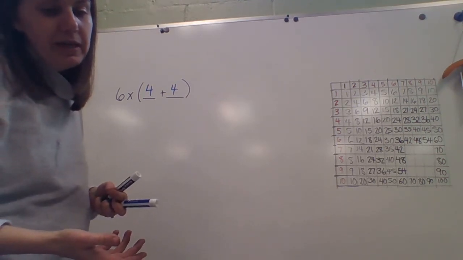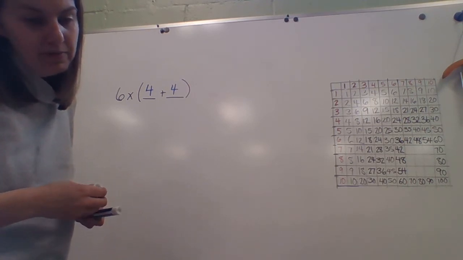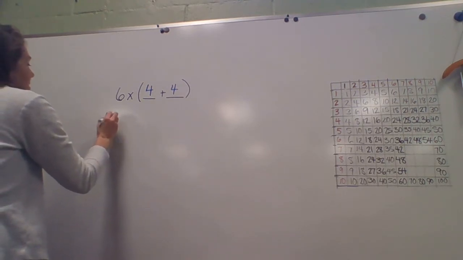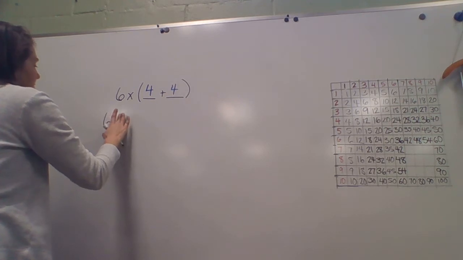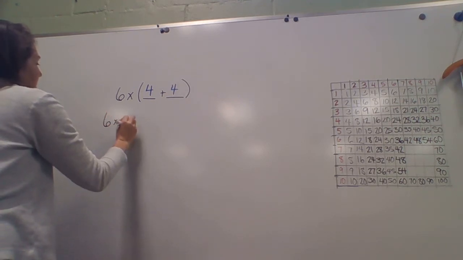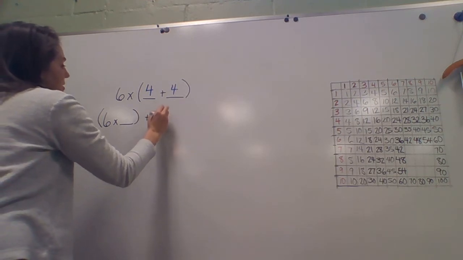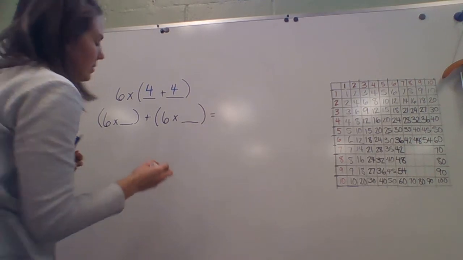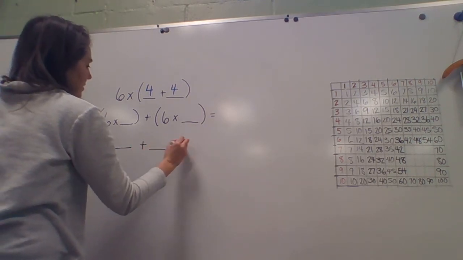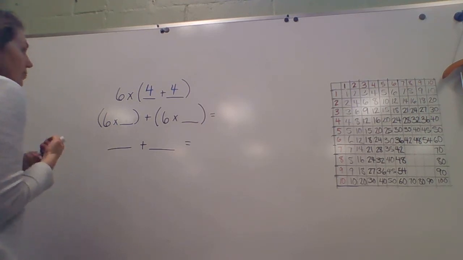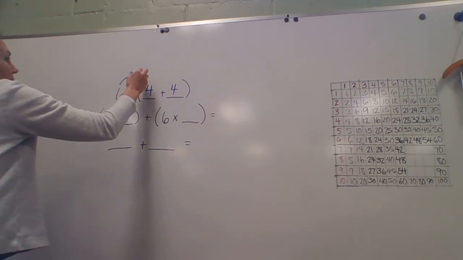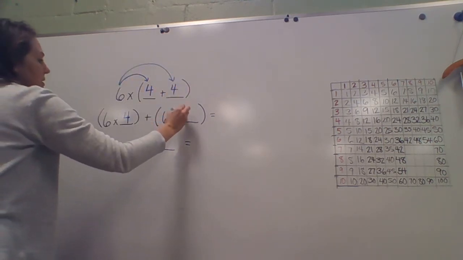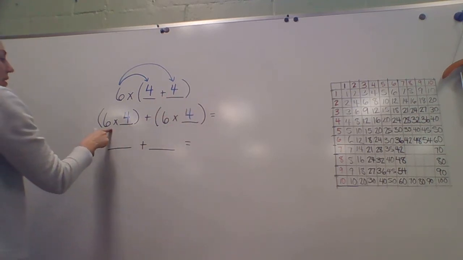Now 2 says to fill in the blanks to show how you can use 2 simpler problems to find the product. So we're going to go ahead and rewrite it now as 6 times blank plus 6 times blank equals blank plus blank equals. So we're saying that we have 6, we're multiplying it by the first 4, so 6 times 4. We're doing it again, 6 times the other 4. So then I'm going to get my partial product.